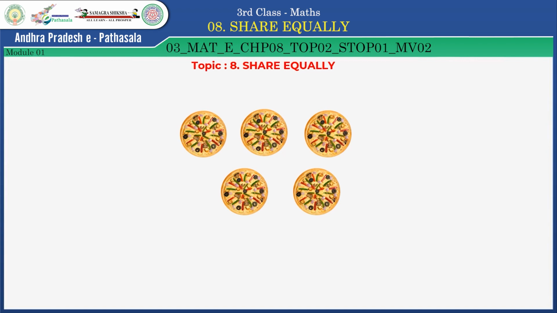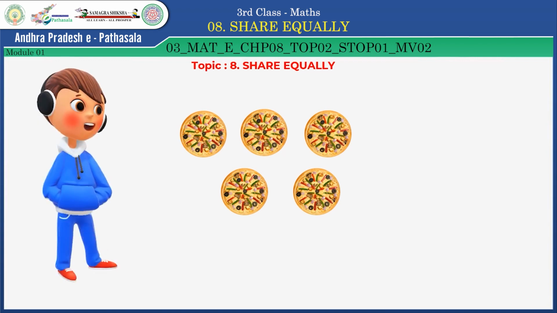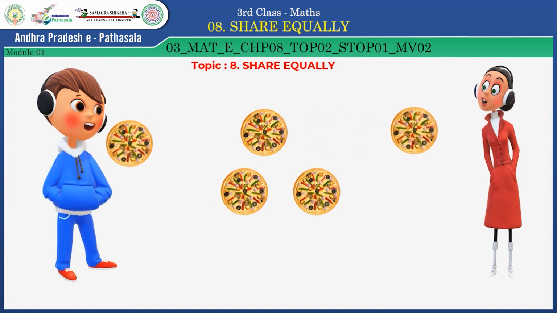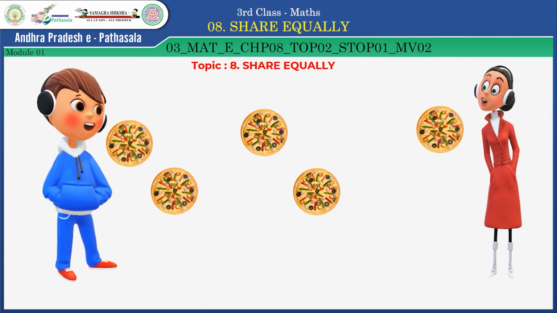Sharing a half. Now we do this activity. Look at the screen. There are 5 pizzas ready to distribute to Mohan and Geeta. Now we share these 5 pizzas equally between Mohan and Geeta. Get ready. We gave the first pizza to Mohan. Now give the second pizza to Geeta. The third pizza goes to Mohan. Okay. The fourth pizza goes to Geeta.